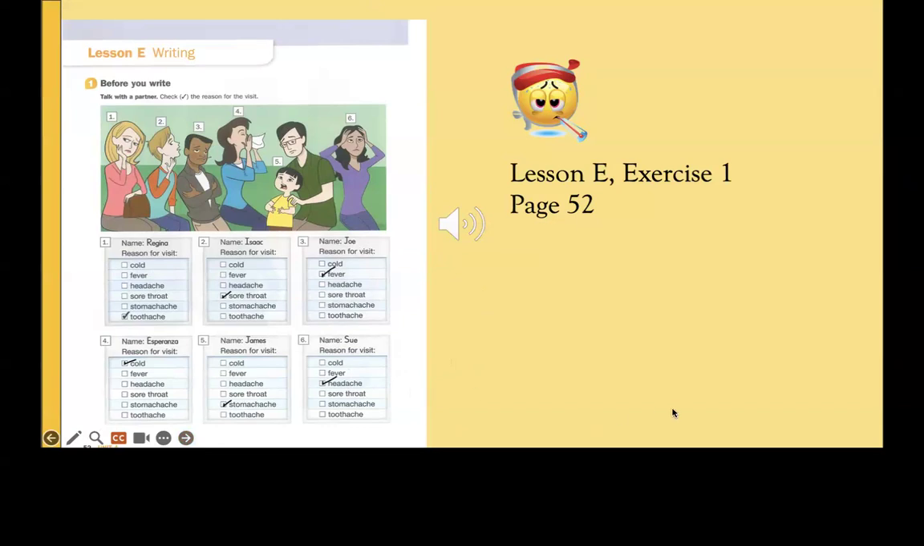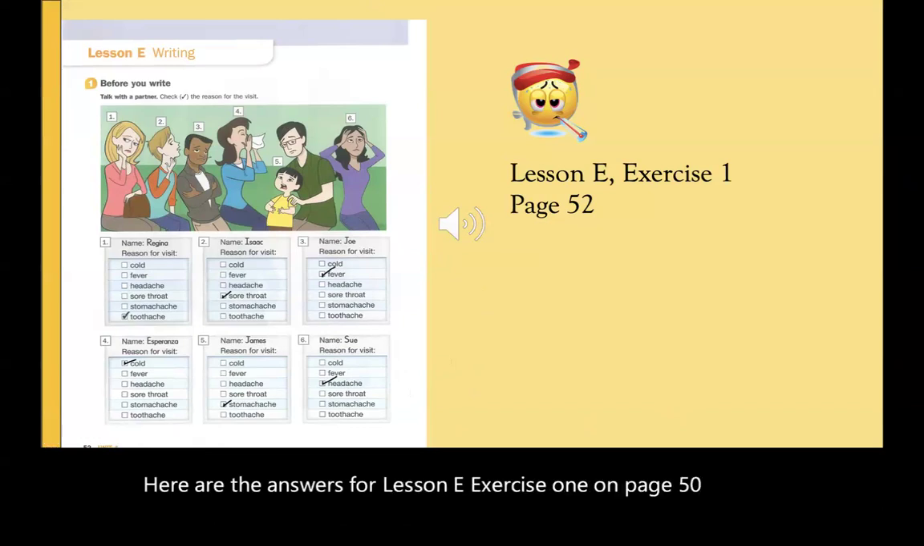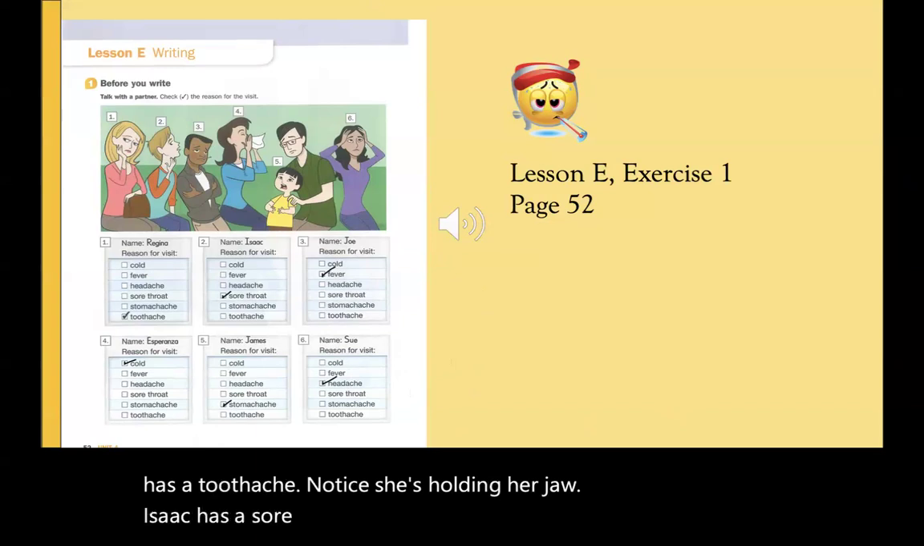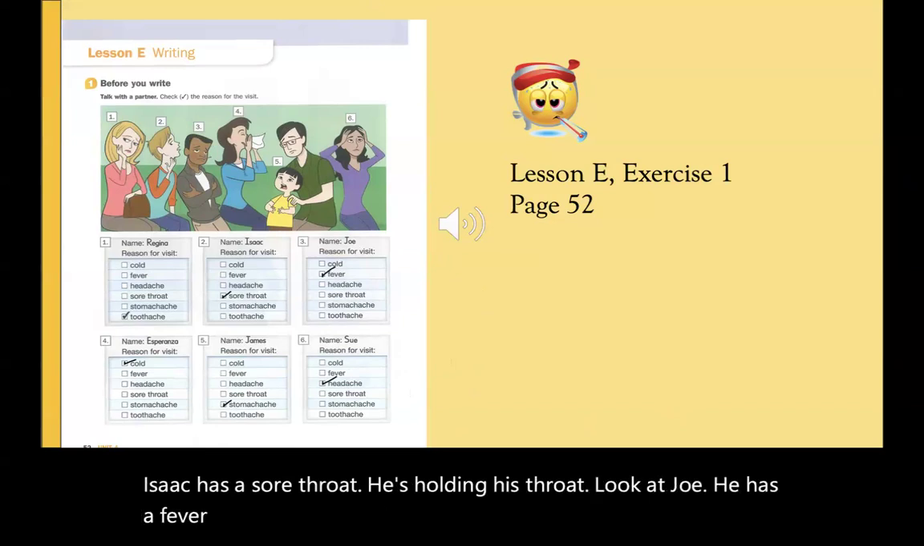Here are the answers for Lesson E, Exercise 1 on page 52. Regina has a toothache. Notice she's holding her jaw. Isaac has a sore throat. He's holding his throat. Look at Joe. He has a fever. He has a thermometer in his mouth.